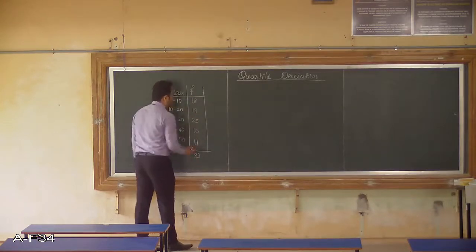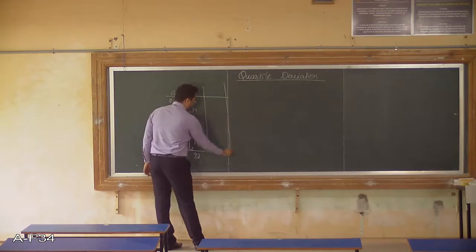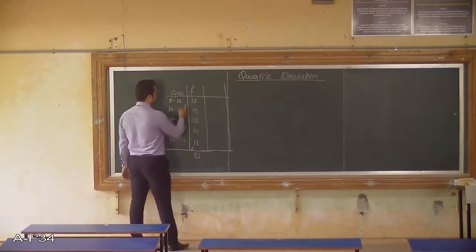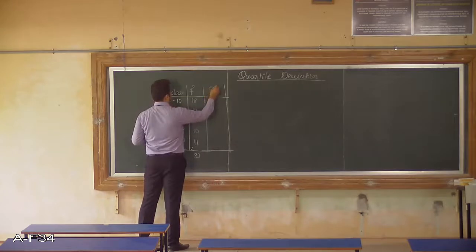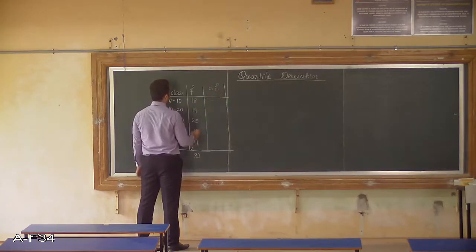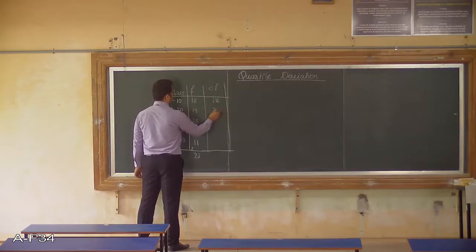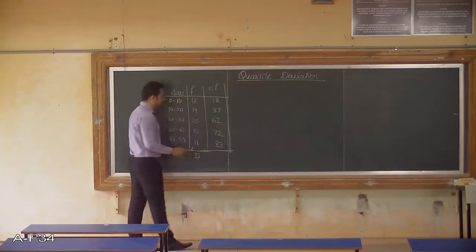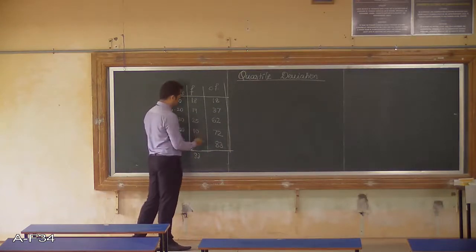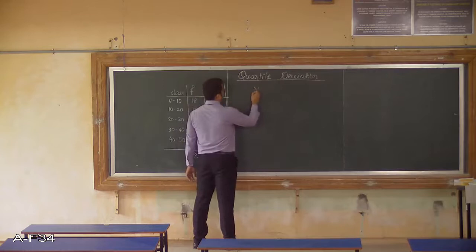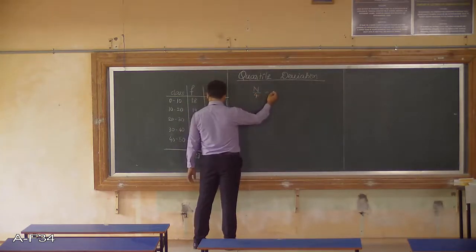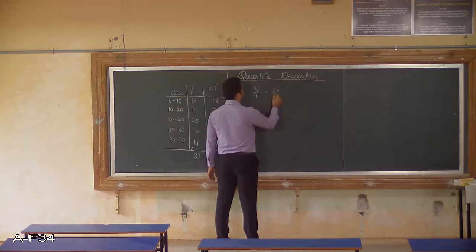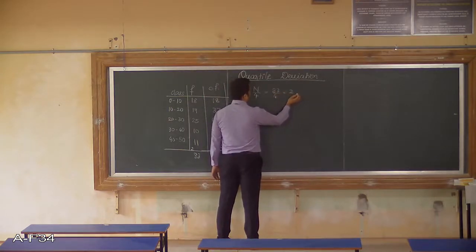So this gives me 83. So let me also calculate the cumulative frequencies. So cumulative frequency less than, it tallies with the total. We can go ahead with this. So n by 4, that is 83 divided by 4, gives you 20 point something.